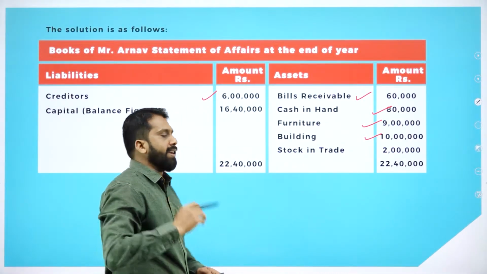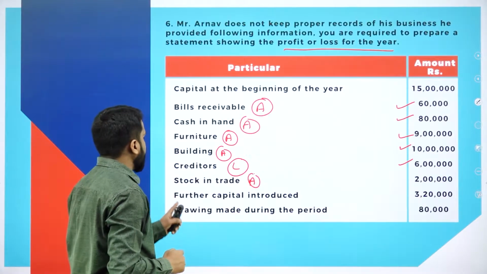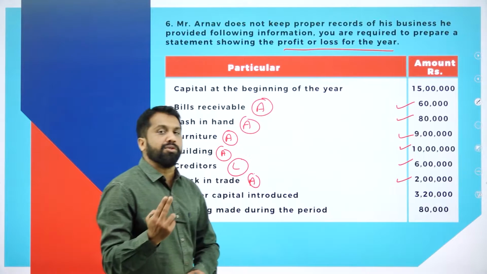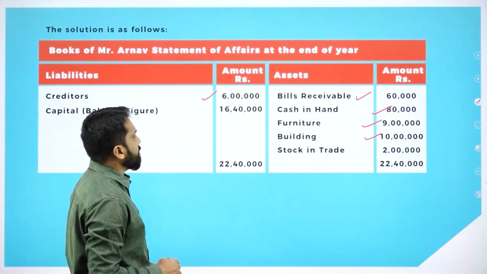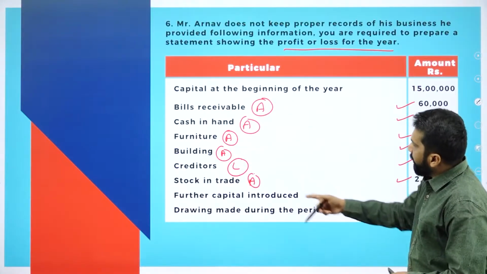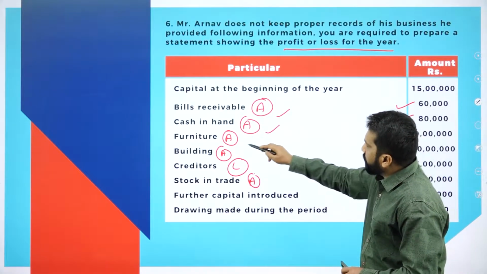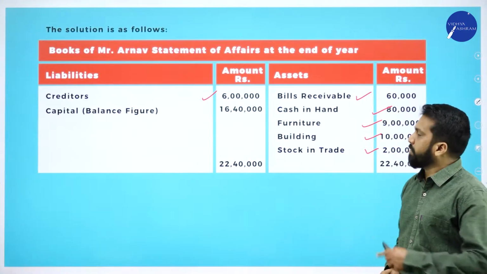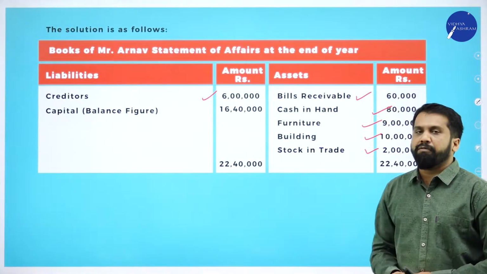No doubt. Again, I'll come back to your question. Stock, how much have they given? It is 2 lakh. Again, I'll go back to your answer. Your stock is 2 lakh. So everything, 1, 2, 3, 4, 5, 6, we have considered in your statement of affairs.